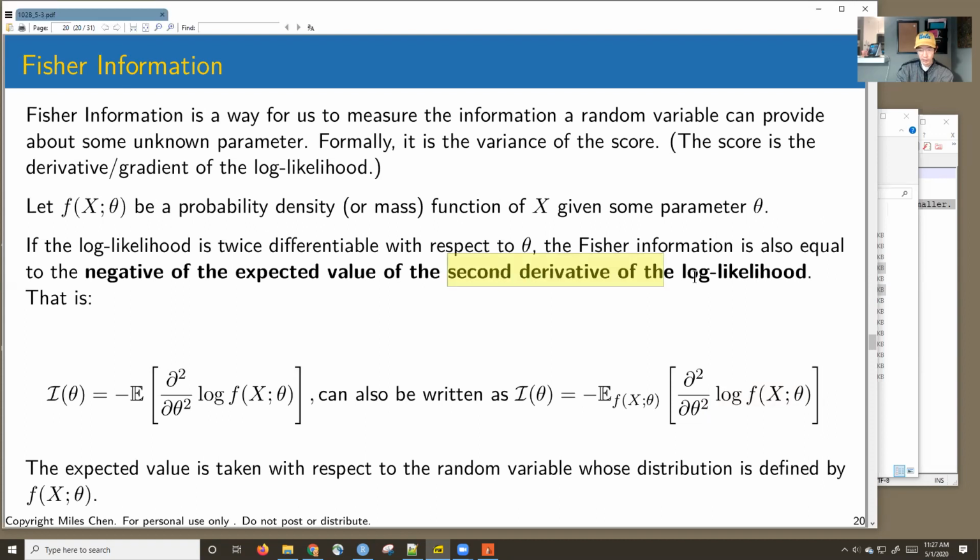All right, so we've got the second derivative of the log likelihood, and then the Fisher information is the negative of the expected value. All we're doing is taking the negative of the expected value. So these two things are exactly the same. It's just important to remember that the expected value is taken with respect to the random variable whose distribution is defined by this function f of x given some parameter value theta. So it's the expectation of the random variable, okay?